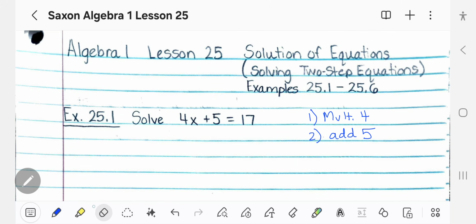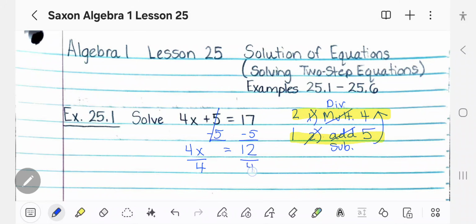So our step 1 is going to be, instead of adding 5, we're going to subtract 5. And instead of multiplying by 4, we're going to divide by 4. And that'll be our second step. We're going to follow it backwards and the opposite. So first step, subtract 5. We subtracted 5 on both sides to keep it balanced. Second step, divide by 4, both sides to keep it balanced.